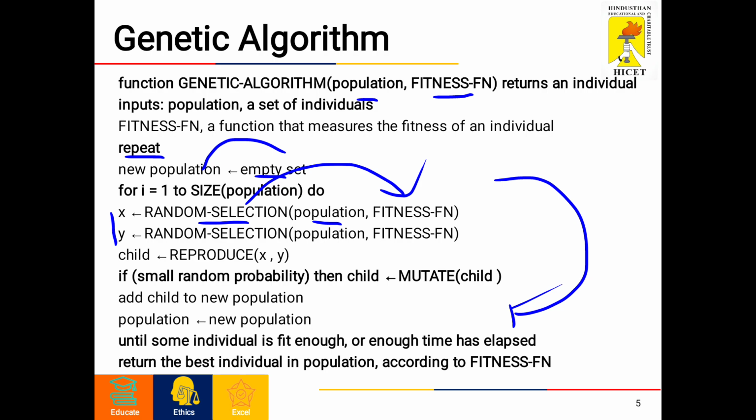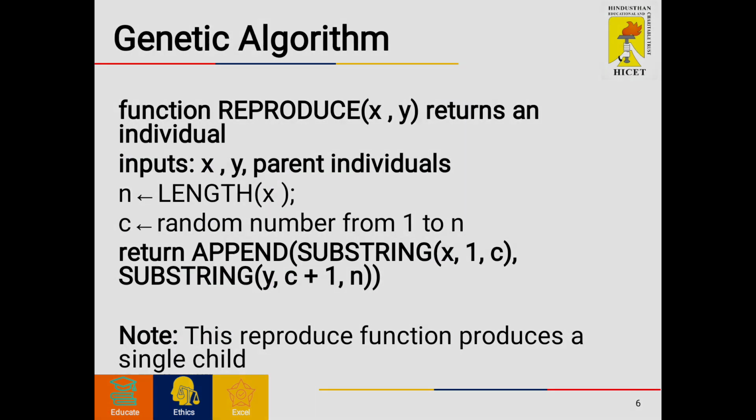Once x and y are selected, the child will be produced with the help of the reproduce function by passing the two parents x and y. If the random probability of the child is small, then mutation will be performed. If not, the child will be added to the new population. The new population becomes the current population for the next iteration. This gets repeated until either of two conditions is met: when an individual in the population matches the fitness function, or when a predefined time limit has been reached.